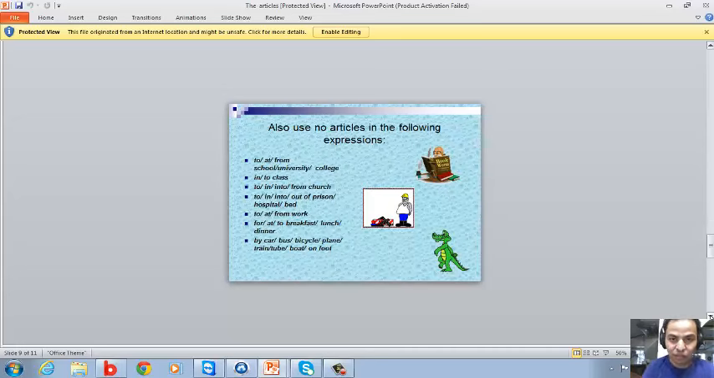Also, use no articles in the following expressions: to, at, from school, university, college; in, to class; to, into, from church; to, in, into, out of prison, hospital, bed; to, at, from work; for, at, to breakfast, lunch, dinner; by car, bus, bicycle, plane, train, tube, boat, on foot.